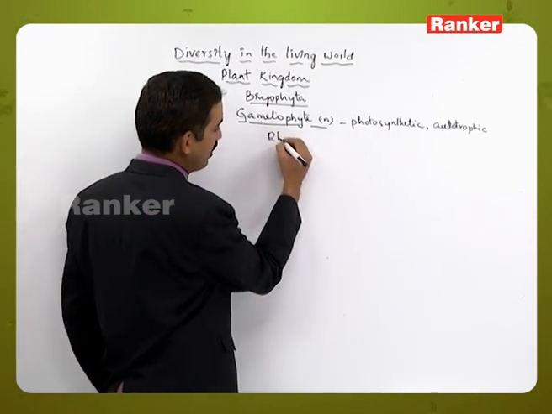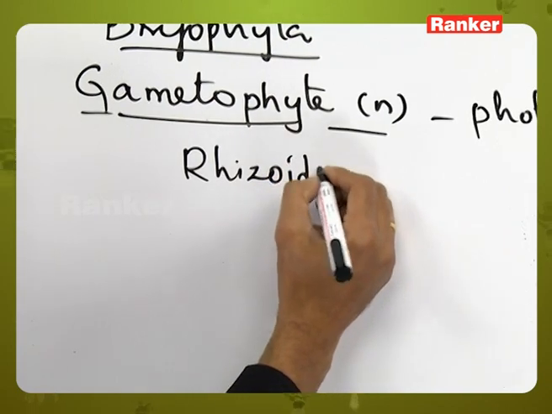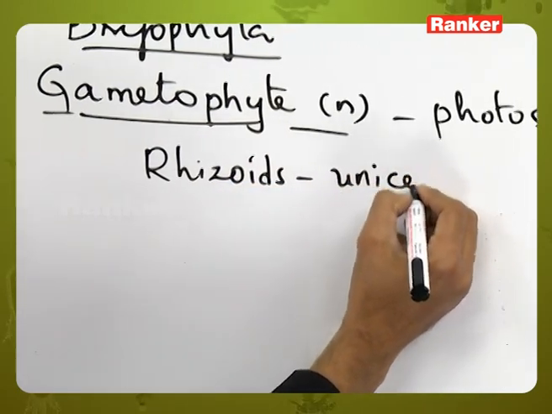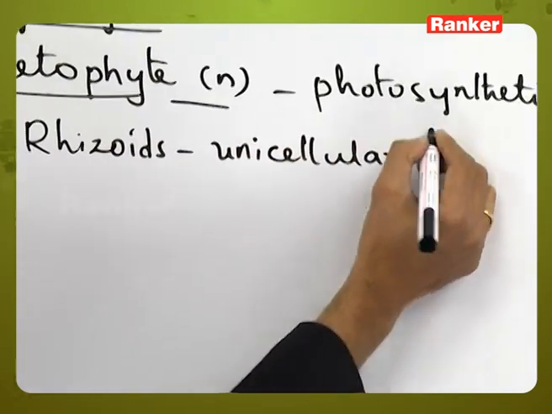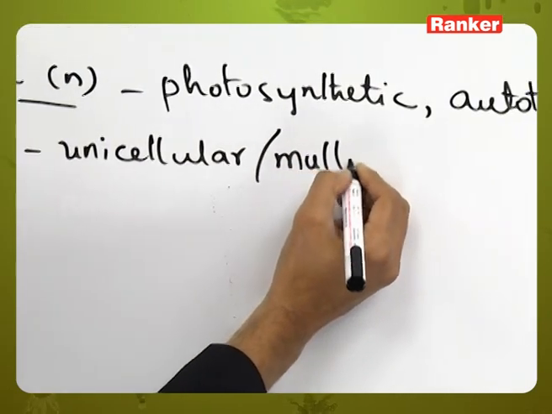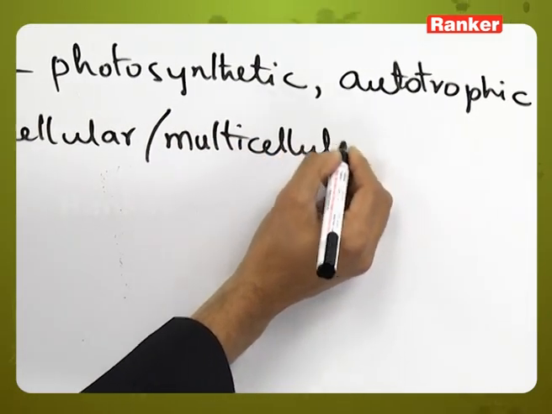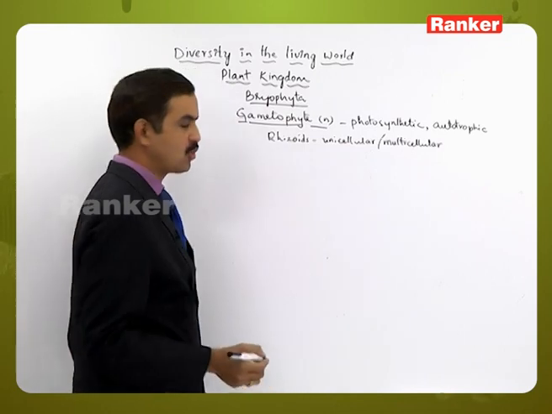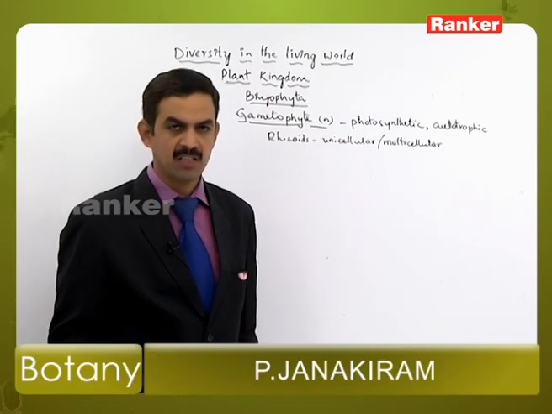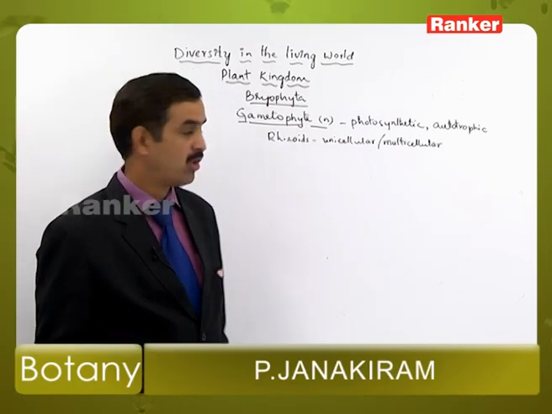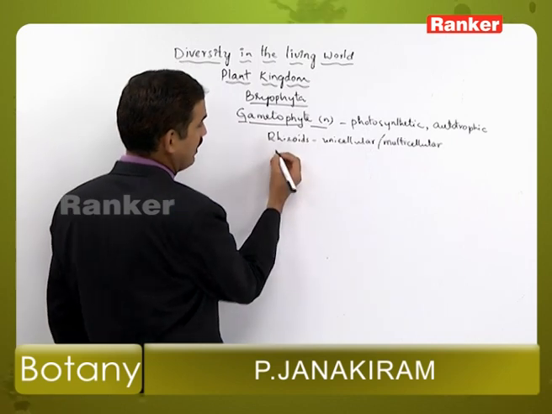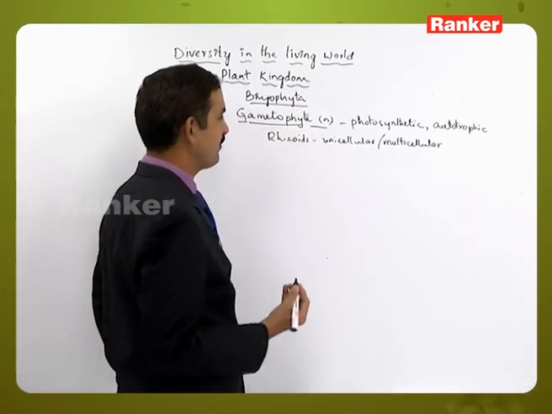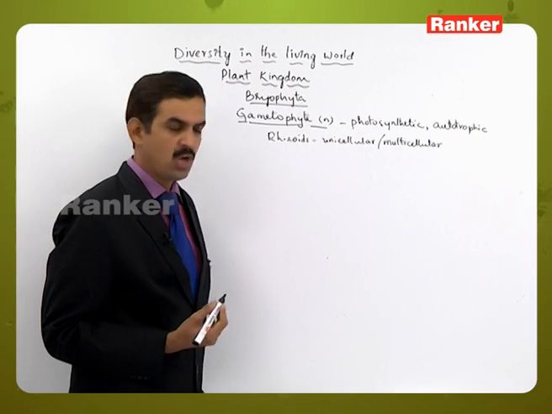Here the rhizoids are either unicellular or multicellular. They will absorb the nutrients and water from the soil and provide it to the plant body. Apart from this, they have other parts like the caulloids and the phylloids.